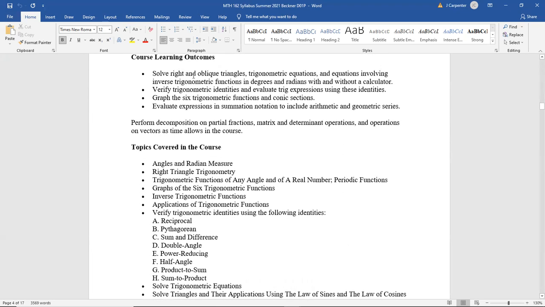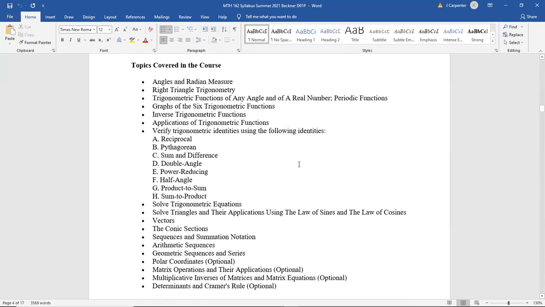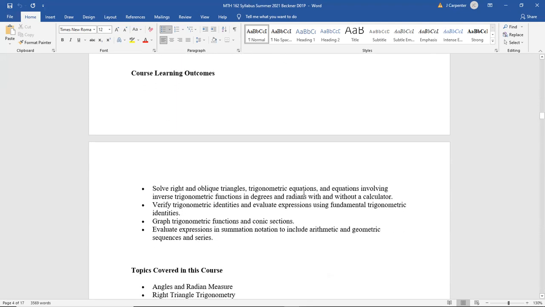Learning outcomes and topics: solving trigonometric equations, dealing with right triangles, eventually dealing with non-right triangles, which we call oblique, dealing with identities, evaluating expressions, and so on, eventually getting to conic sections, and then dealing with series and sequences. We might not get as deep into conic sections as I'd like. It'll depend on how time goes. So I'm not going to read every single one of these topics covered in the course. Spend your own time doing that, but eventually we will hit all of these except for the optional stuff. Definitely won't get to the optional stuff. There's no time for it.